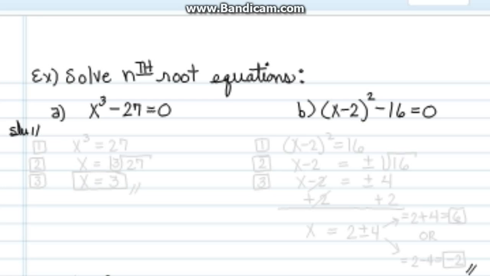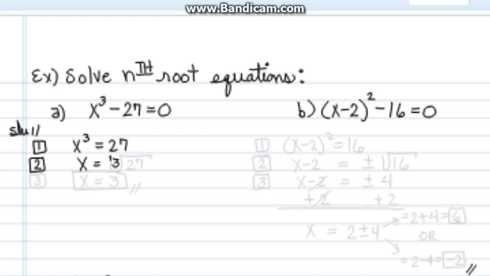So let's do part A first. Let's solve the third power equation: x to the third power minus 27 equals 0. Now this is a really easy one because it's missing any intermediate or any lower powers of x after the third power. First thing we're going to do is isolate the nth power. So isolate x to the third power by just adding 27 to both sides.